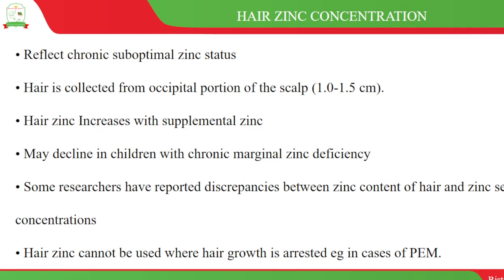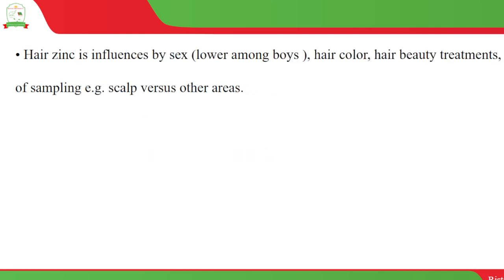Some researchers have also reported discrepancies between zinc content of hair and zinc serum concentrations. If you measure my serum zinc levels and my hair zinc level, they may not be the same; they may be totally different. Some researchers have shown such arguments. Hair zinc cannot be used where hair growth is arrested, for example in protein energy malnutrition. In those malnourished children, you cannot use hair zinc for analysis, because it is confounded, as it is also affected by protein deficiency.